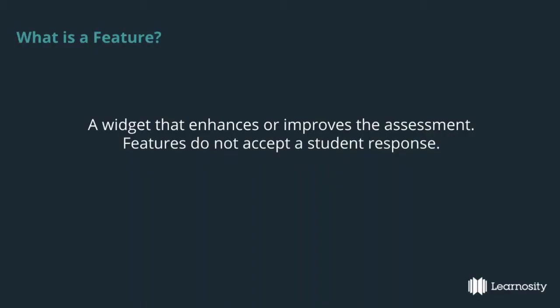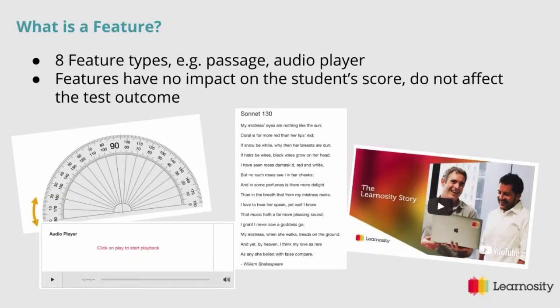And then when we talk about a feature, that is like a question in that you author it in the same way, you add it to an item in the same way, but it is there to enhance or improve an assessment. It doesn't accept a student response. So for example, that could be, as you see here, a passage of text or a video or an audio player. We have 8 feature types, and they have no impact on the student score. They don't affect the test outcome, nothing like that. They're just there purely as an enhancement.